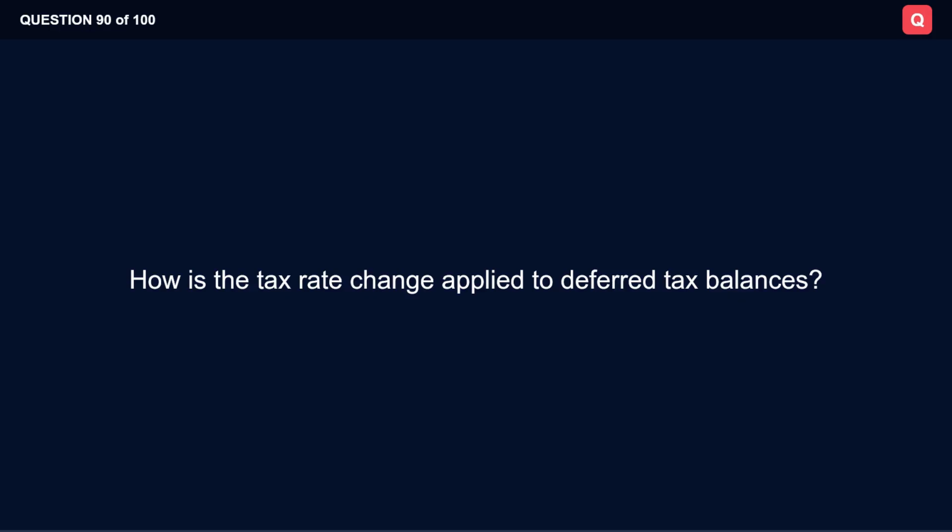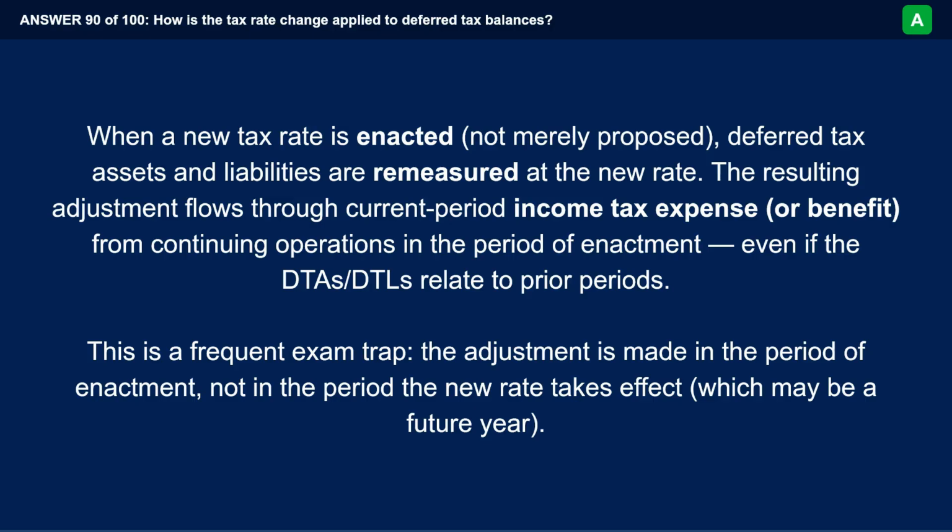How is the tax rate change applied to deferred tax balances? When a new tax rate is enacted, not merely proposed, deferred tax assets and liabilities are remeasured at the new rate. The resulting adjustment flows through current period income tax expense or benefit from continuing operations in the period of enactment, even if the DTAs and DTLs relate to prior periods. This is a frequent exam trap. The adjustment is made in the period of enactment, not in the period the new rate takes effect, which may be a future year.